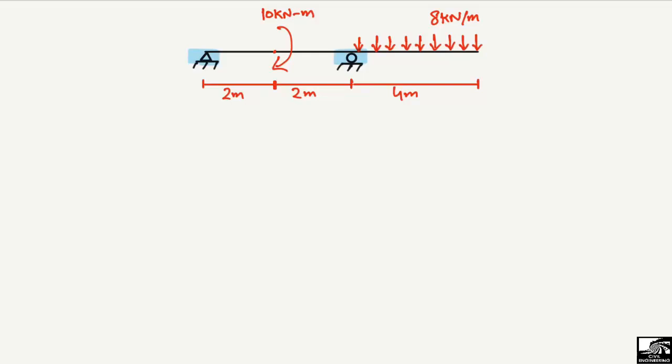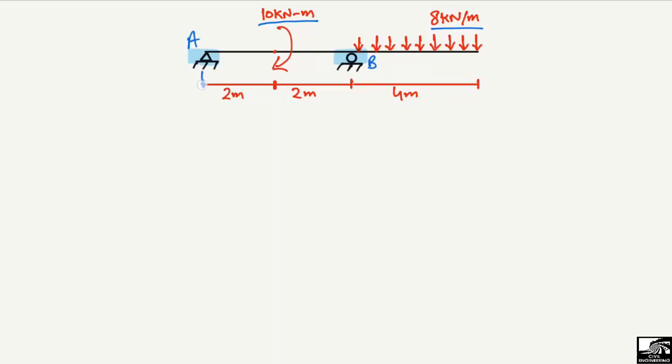There is an internal moment of 10 kilonewton meter acting at a distance of 2 meters from the left support of the beam, and there is a uniformly distributed load of 8 kilonewton per meter acting at the right extreme of the beam. The dimensions of the beam and the loads are given, and we have to find their support reactions. Let's suppose this is support A and this is support B.